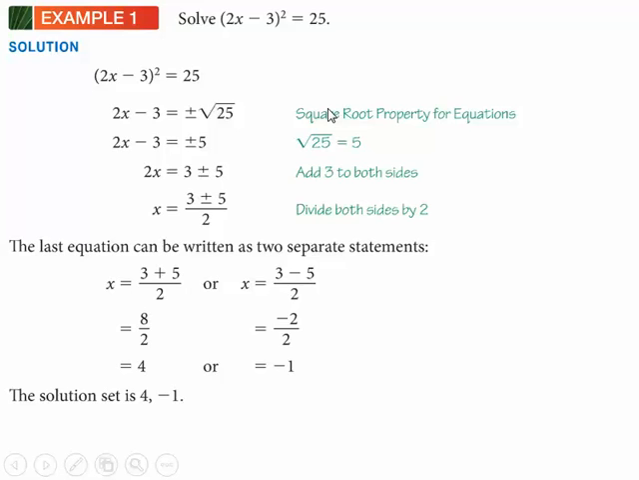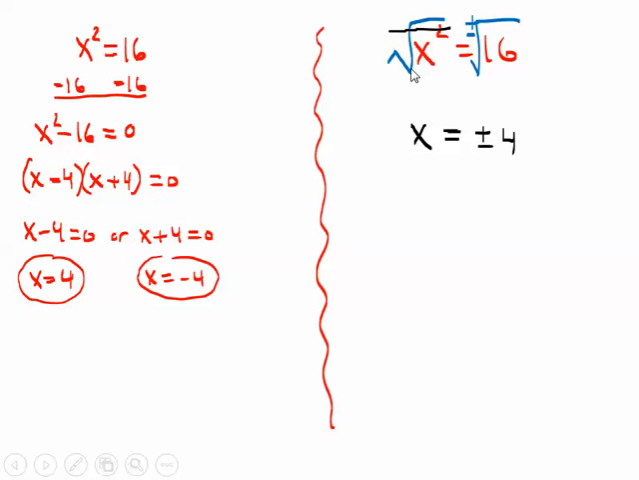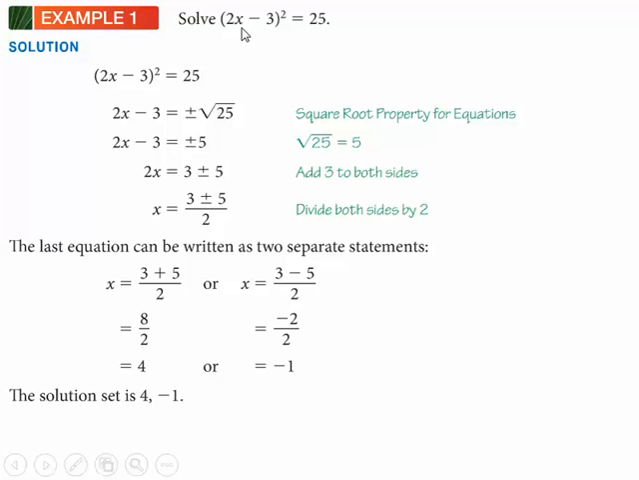So how do we do this? Well, notice this is just x by itself. What happens if it's not just x? What happens if it's 2x minus 3? We still do the same stuff. We're going to take the square root of both sides. We're going to put a little plus or minus right here. And notice the square went away, right? Now it's just 2x minus 3. And so the square root of 25 is 5 with a plus or minus in front.